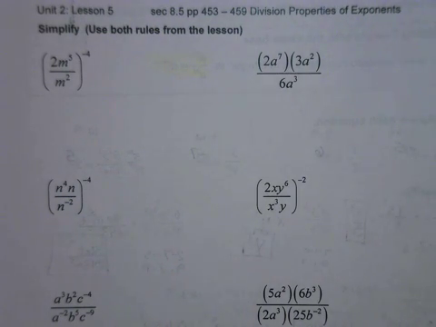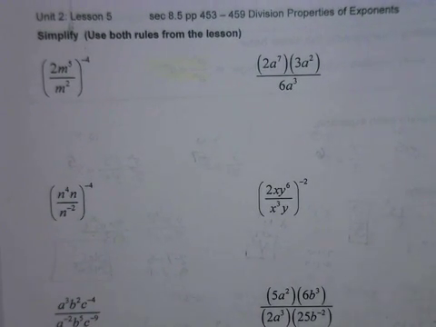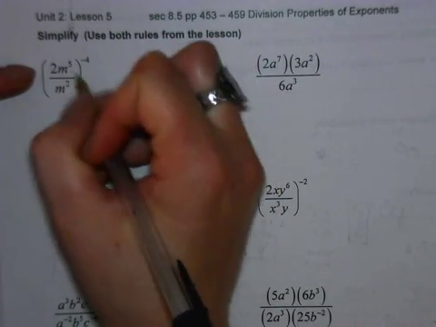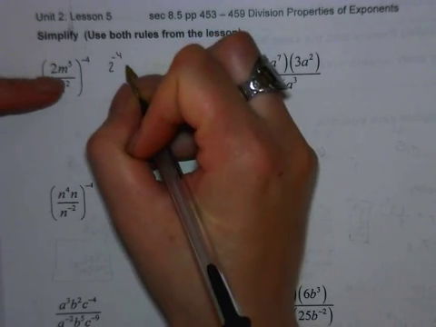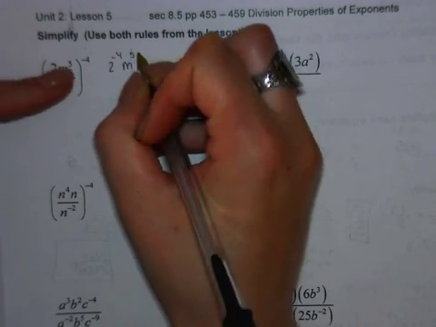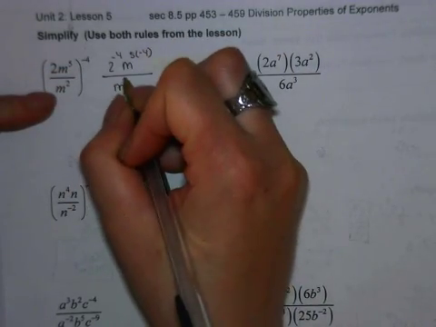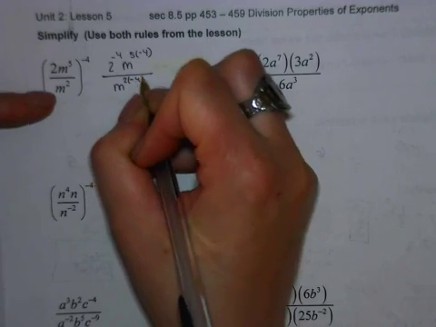We are going to continue looking at division properties of exponents. So let's simplify each of these problems. We have our quotient being raised to the negative fourth power. So we have 2 to the negative fourth power times m to the fifth, but to the power of negative 4, so we're going to multiply. M squared to another power of negative 4, so we're multiplying.